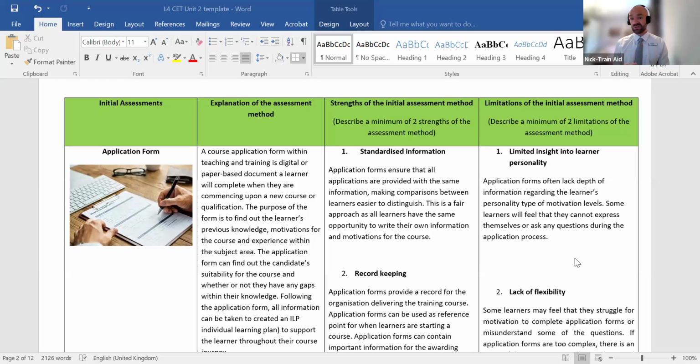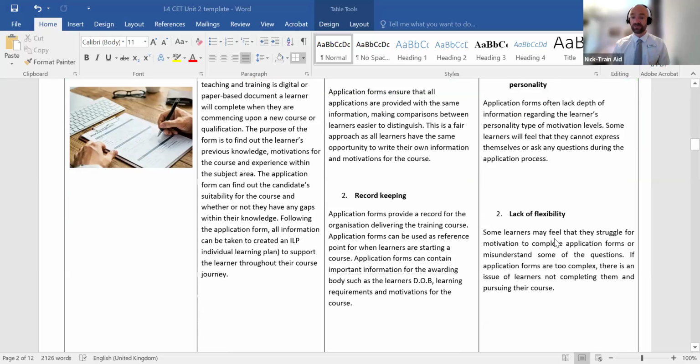As mentioned, with application forms, learners might put what you, the teacher, would like them to put, but it's not really reflective of their qualities or skill set. So learners could bend the truth in terms of their motivations for the course, perhaps to get on the course, but it might not be a true representation of who they are.